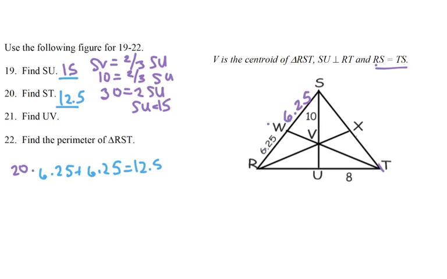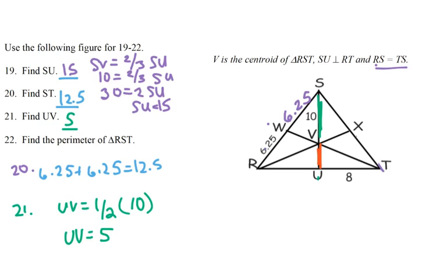Alright, VU. Because we have our centroid, our 2/3 line here, and our 1/3 line here, we know that VU is half of our 2/3 line. So for 21, we're going to say VU equals 1/2 our 2/3 line, which is SV, which is 10. So we take half of 10, and that gives me 5 as an answer.